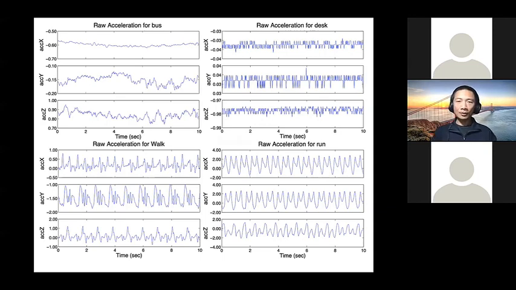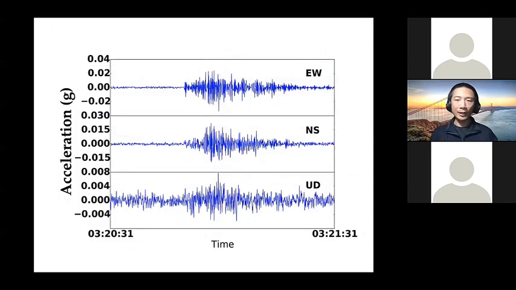So this is also an earthquake signal recorded on my phone. I think this is the magnitude 6 earthquake in 2014, about 40 kilometers away from Berkeley. This is the Napa earthquake. It occurred in the middle of the night and woke me up. But at the same time, the phone on my desk actually recorded this signal.